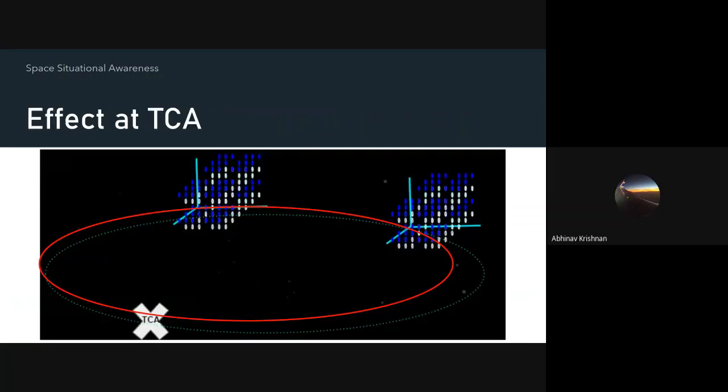Having said that, let's go to the effect that you would see at TCA. TCA is the time of closest approach, the danger zone, whatever you want to call it, the area that you have to avoid. Now, these are the areas where you are thinking about performing a maneuver. So you generate all possibilities of maneuver, these blue dots, white dots, and everything. You generate all possibilities of maneuver in the maneuver search space.